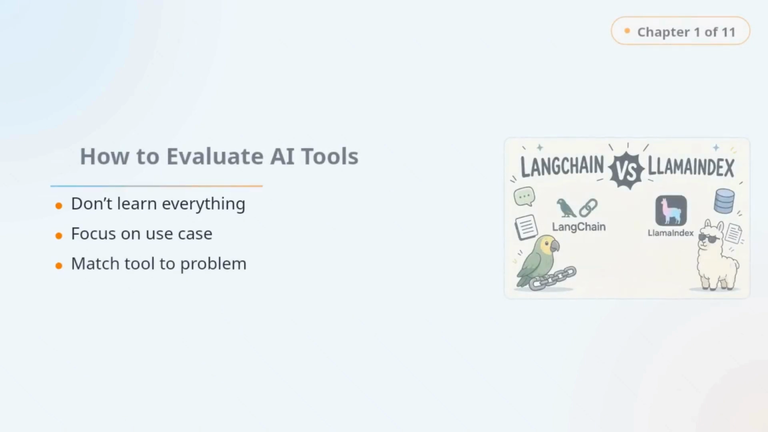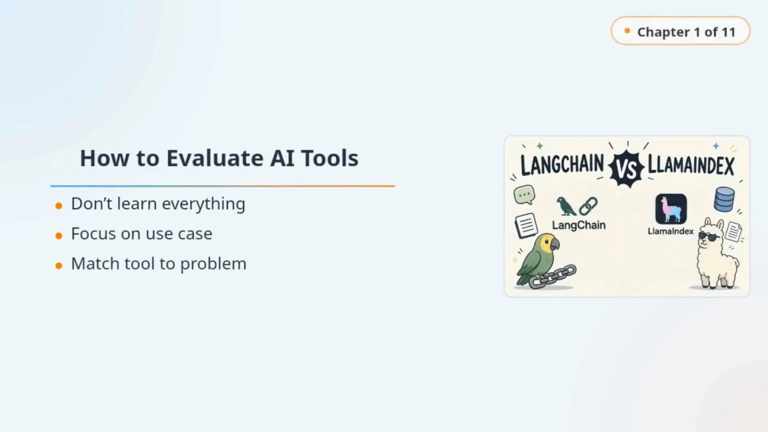AI tools are coming out so fast that trying to master all of them is honestly exhausting. A better approach is to understand what each tool is good at, what problem it solves, and whether you even need it in your stack. That mindset makes comparison much easier and much more realistic.